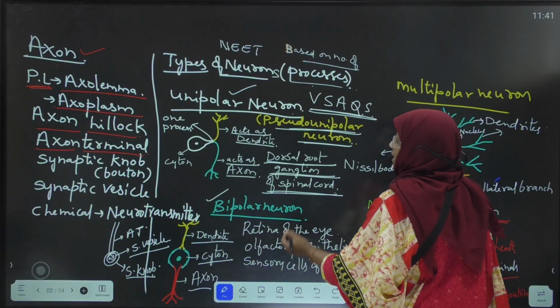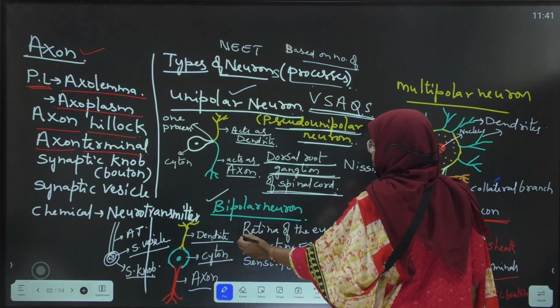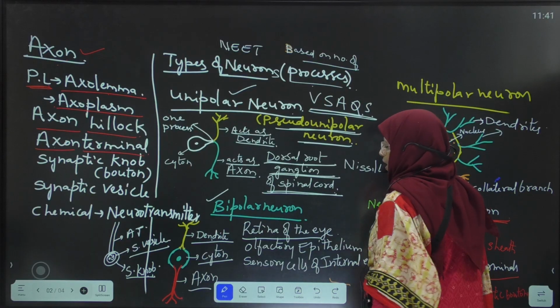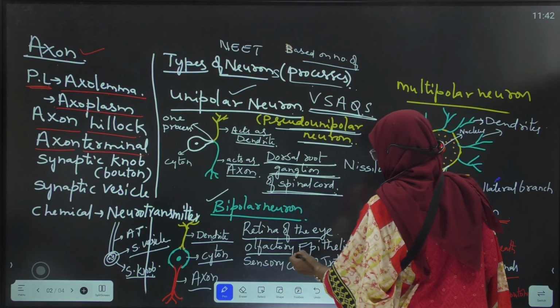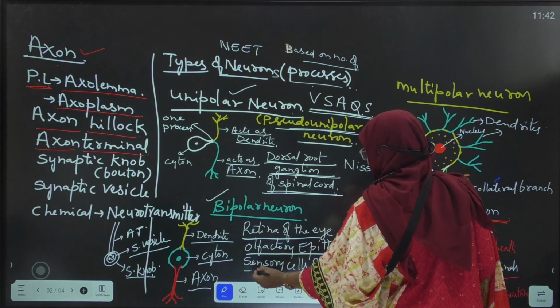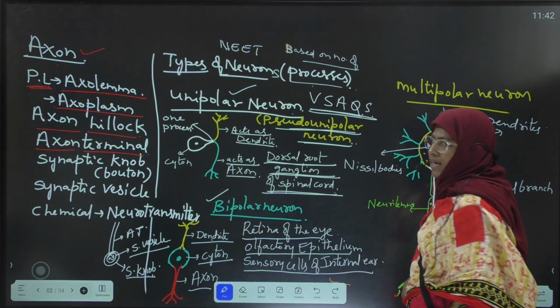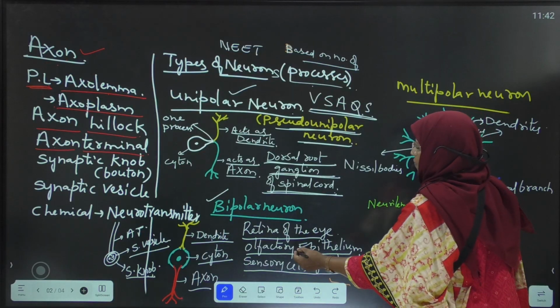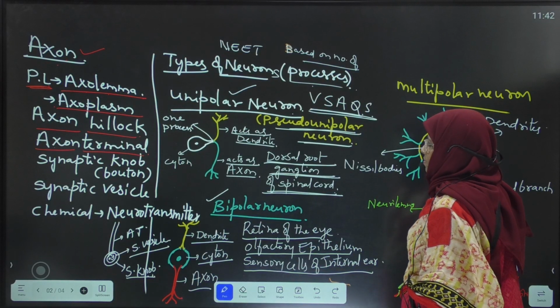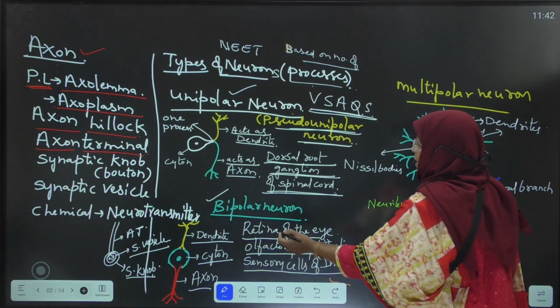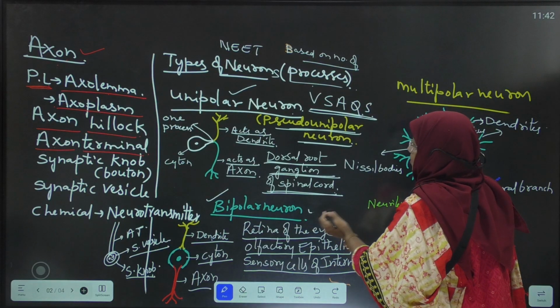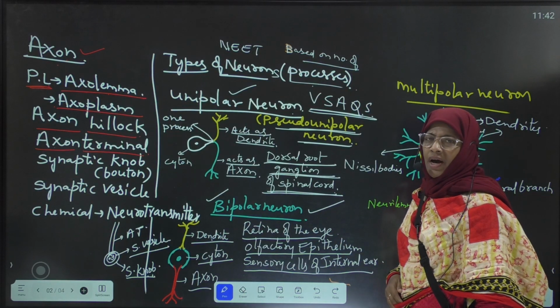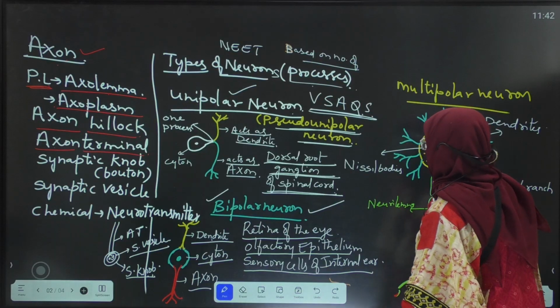What is the location of bipolar neuron in our body? Retina of the eye, olfactory epithelium, and sensory cells of the internal ear. The sensory cells of the internal ear, olfactory epithelium of the nasal chamber, and retina of the eye are made up of bipolar neurons. Okay?